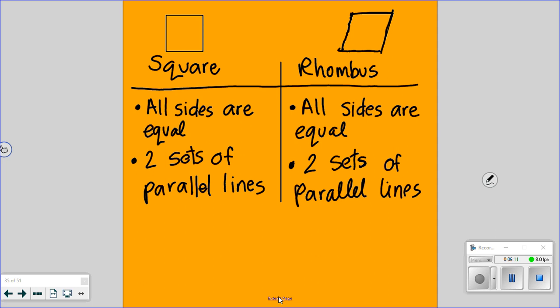What are some other attributes that these shapes have? Think about the attributes we've learned so far. Well, this would be a really good time for you to pay attention, friend. What else would be a rule that a square would have to follow or a rhombus would have to follow? Julian, what do you think?